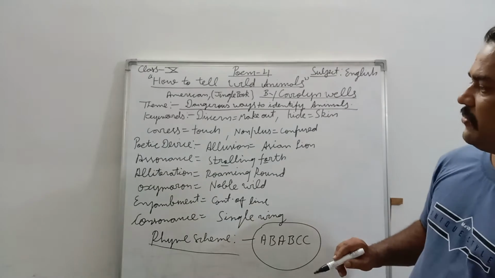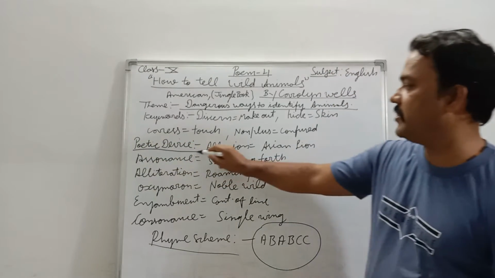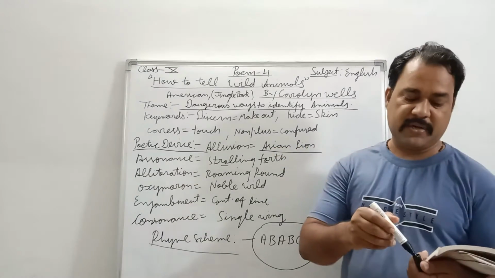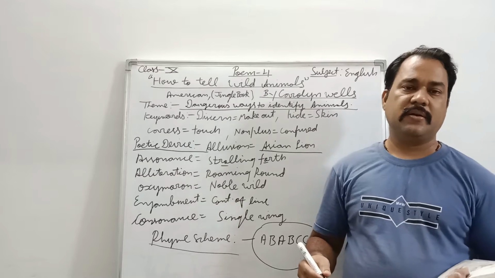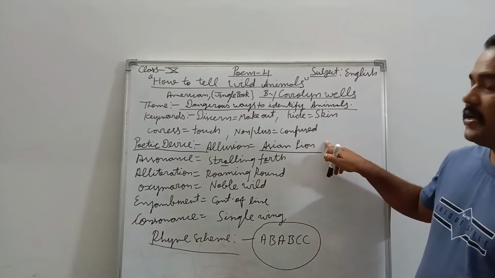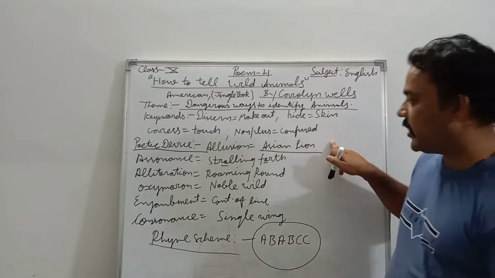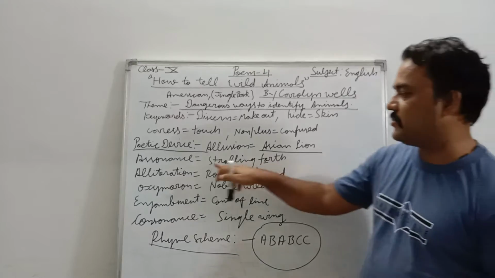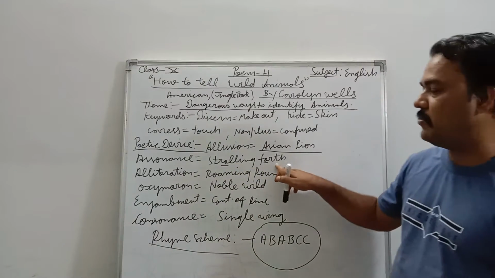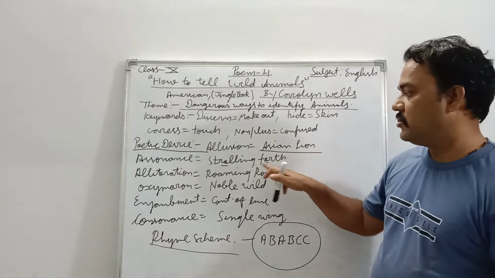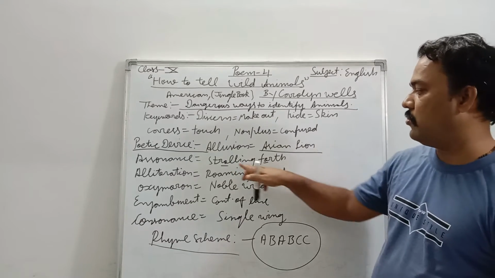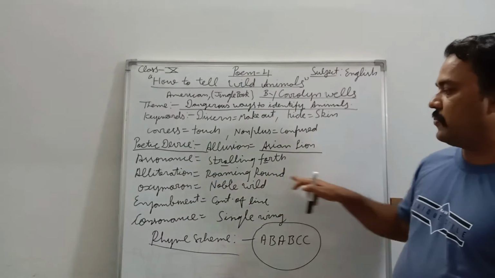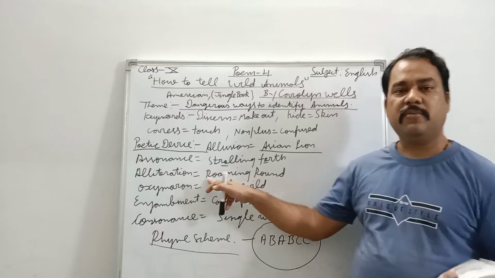And poetic devices. These are the different poetic devices used here. Allusion is giving reference to a famous person, place, or thing of historical importance. So here Asian lion and Bengal tiger are used in the stanzas. That is allusion. Assonance is repetition of vowel sounds, especially in the middle of the word. So you would see stalling, fourth, the O sound is repeated. That's assonance. Alliteration is repetition of consonant sound, usually at the beginning of the word.